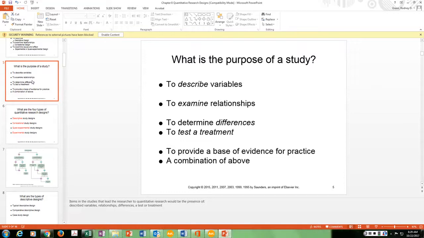What is the purpose of a study? Well, to describe variables, as I said in the previous slide, to examine relationships, to examine differences among groups, or to test a treatment, that would be experimental, and to provide a basis of evidence for practice, or it could be a combination of the above.